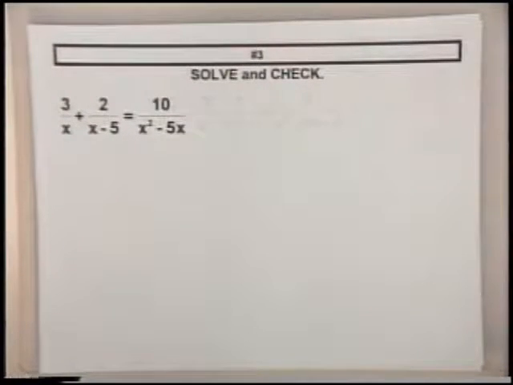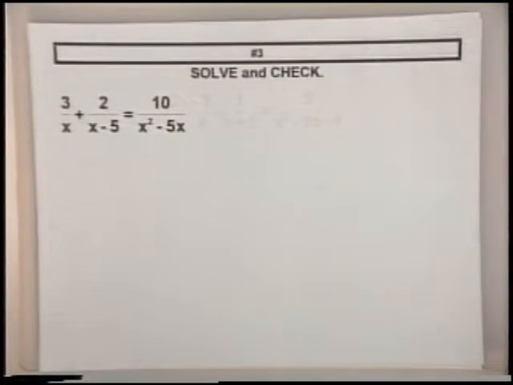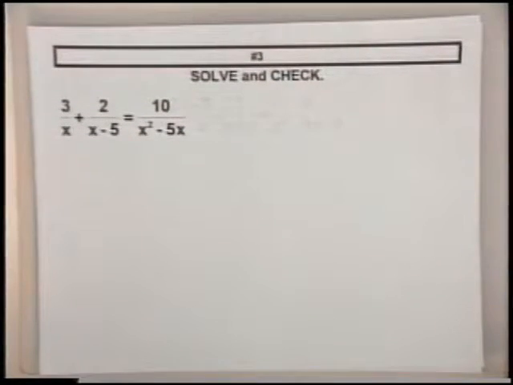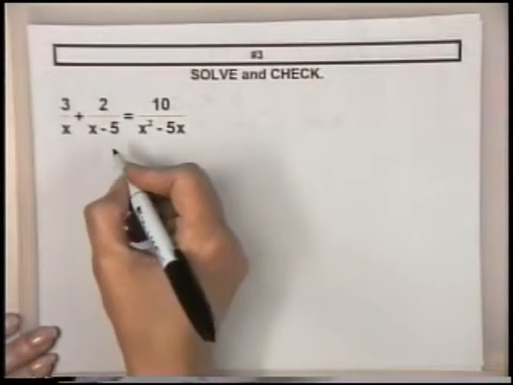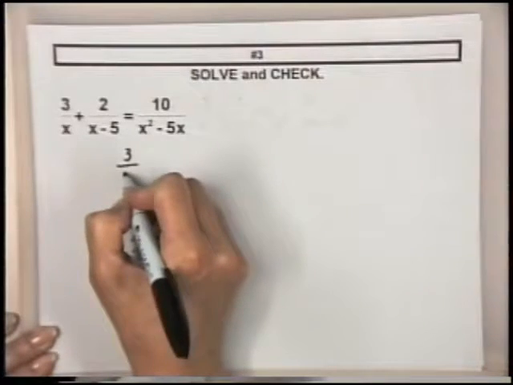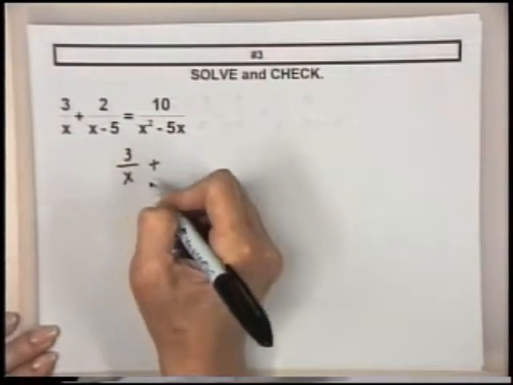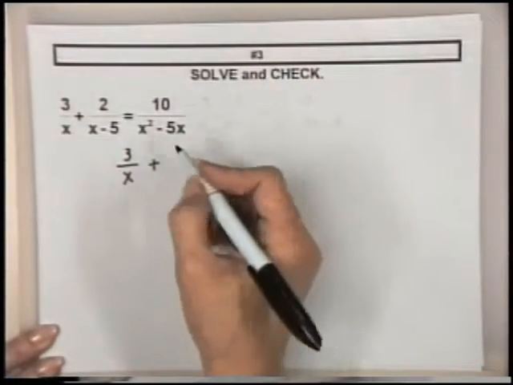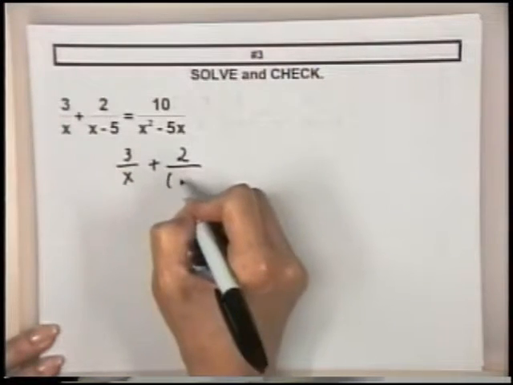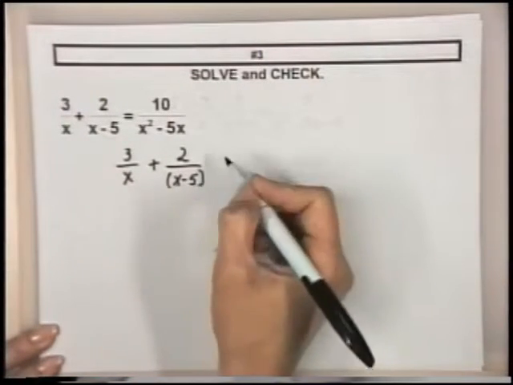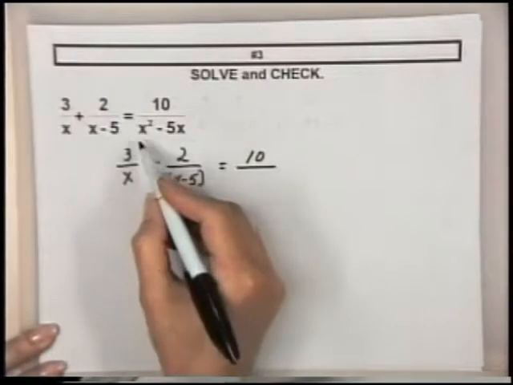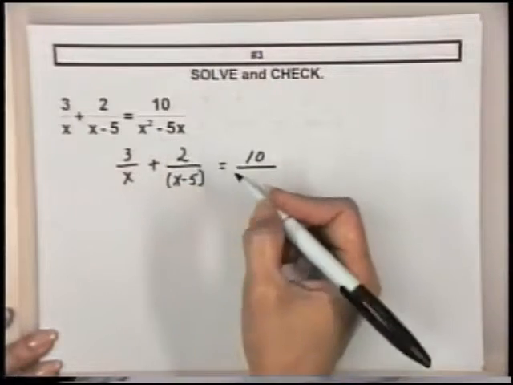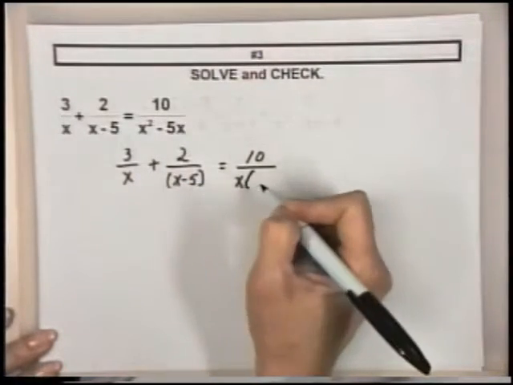Problem number 3, solve and check. Once again, I am solving a fractional equation. I know I want to get rid of the denominators, so I need to find the LCD. Let's write 3 over x, of course x is a prime factor, plus 2 over x minus 5, a prime factor, equals 10 over, and when I factor this denominator, I have a common factor of x.